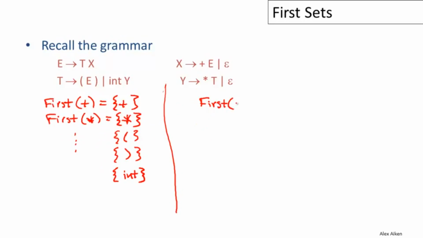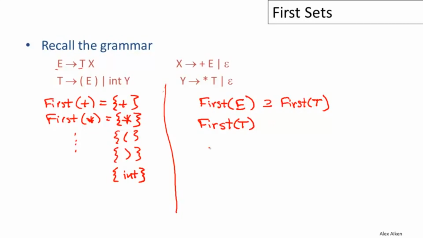So what about the first of E? Well, if we look at the production for E, let's remember our rules. We know that anything that's in the first of T will also be in the first of E. So the first of T is a subset of the first of E. In order to know what the first of E is, we have to know what the first of T is, at least to know part of it. So let's move on to first computing the first of T.